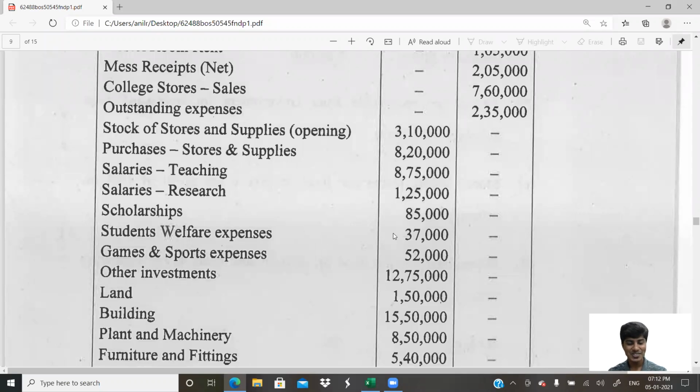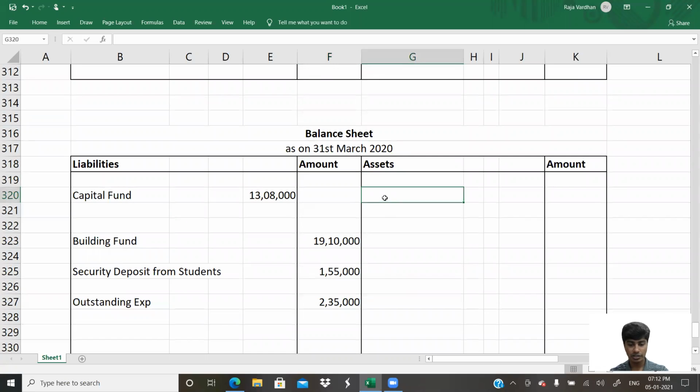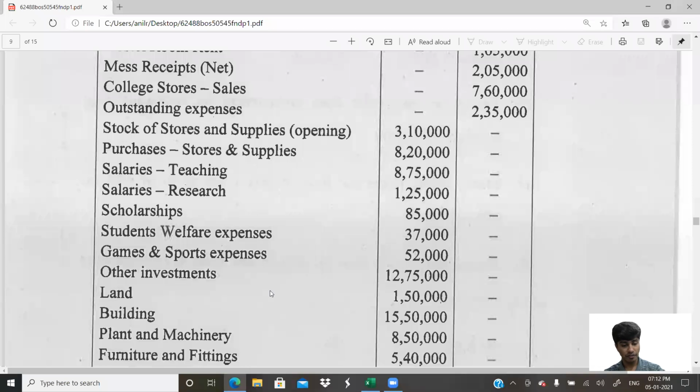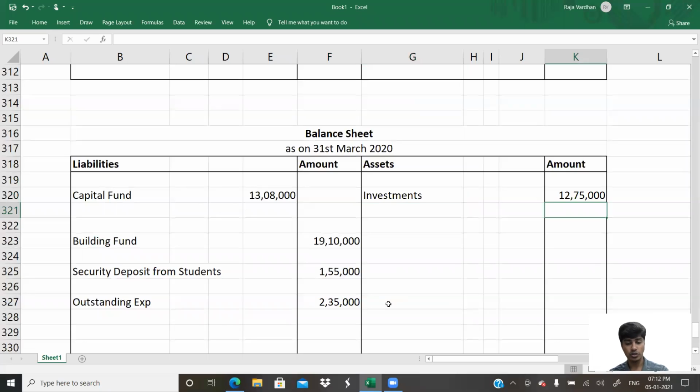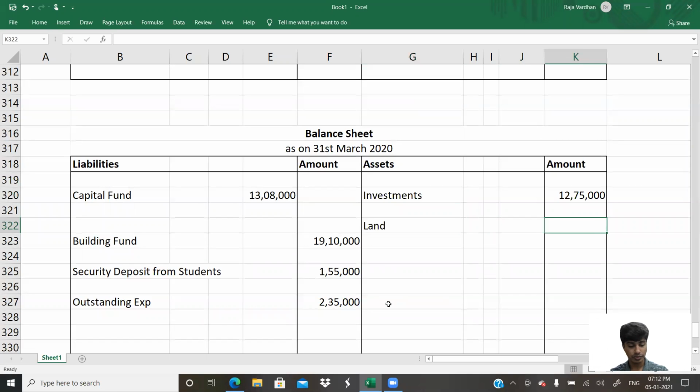You get that? So after games and sports expenses, we have other investments. Investments is an asset. It will come in the balance sheet, asset side, 1,75,000. Investments, how much? 12,75,000. Then what do we have after that? We have land, 1,50,000. That's also an asset. How much? Land is 1,50,000.